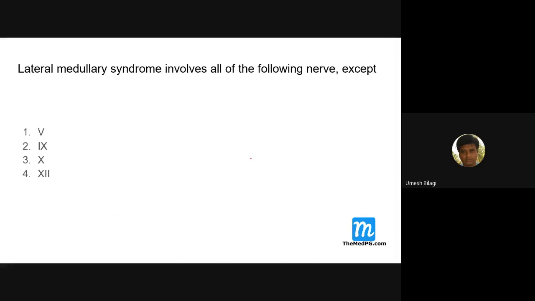Lateral medullary syndrome involves all of the following except which? The 12th. Yeah, good. I told you this because the 12th nerve is medially placed. These others are laterally placed, so they get damaged here, but the 12th is more medial. It is involved in medial medullary syndrome. You should remember that. This is in the lateral medullary syndrome, and this is in the medial medullary syndrome.